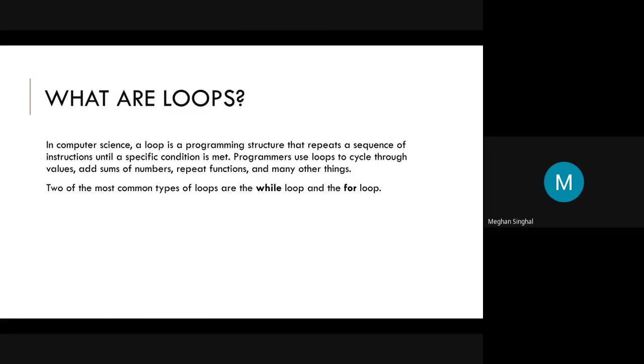So, what are loops? In computer science, a loop is a programming structure that repeats a sequence of instructions until a specific condition is met. Programmers use loops to cycle through values, add sums of numbers, repeat functions, and many other things. Two of the most common types of loops are the while loop and the for loop.